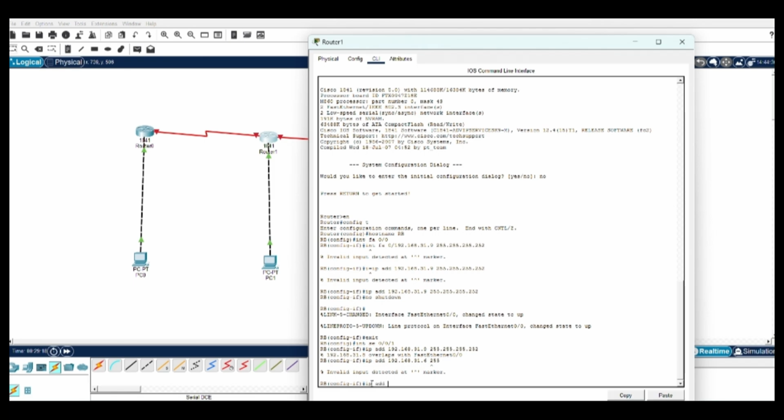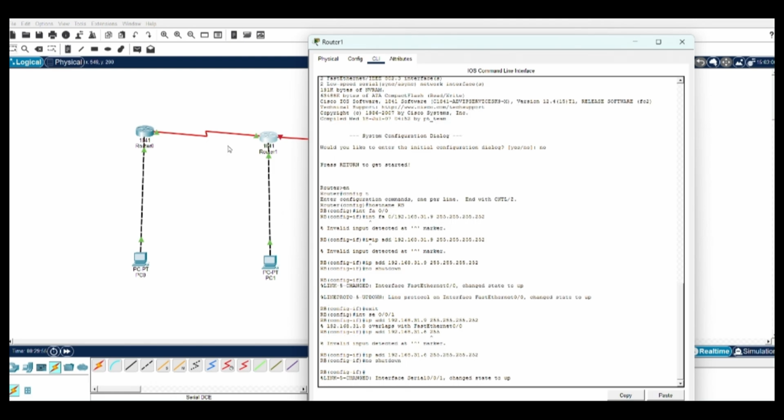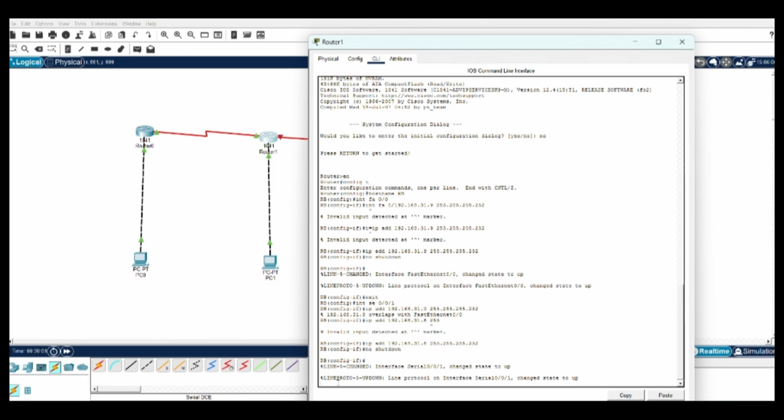No. For that we should put the other address. Now it accepts. Right? No shutdown. And this cable is going to change from red to green. Look. This means that the connection is good.